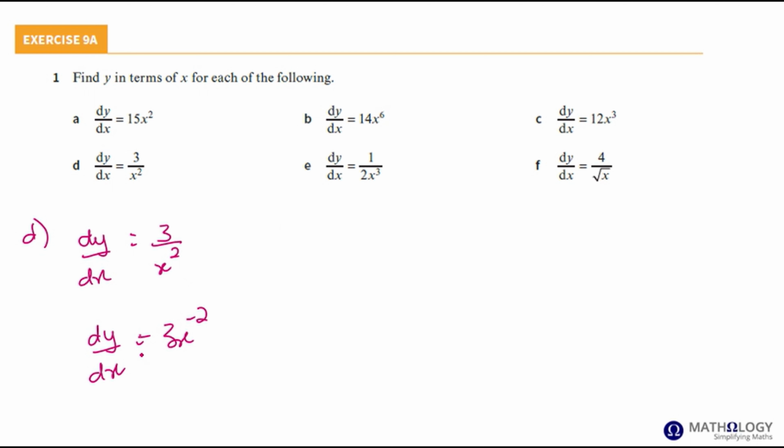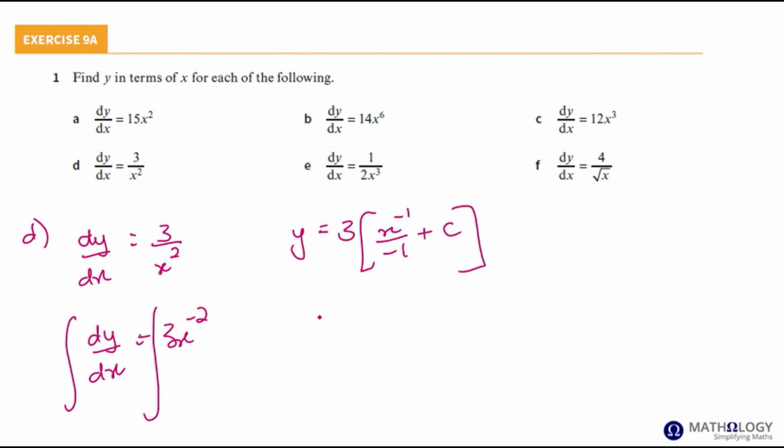Now that we have this expression in a form we can integrate, we'll integrate the expression. So y equals 3 times x to the minus 2 plus 1, x to the minus 1, then we divide by minus 1, and we add a constant of integration. So y equals minus 3x to the minus 1 plus c. Written in a better form is y equals minus 3 over x plus c.